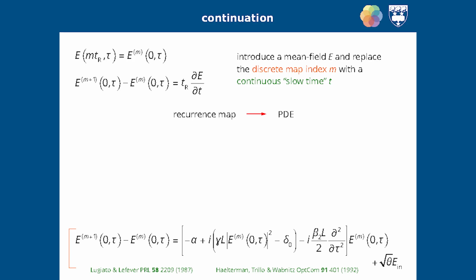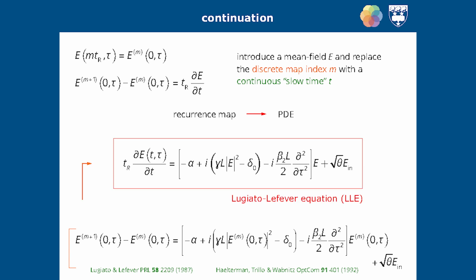And the nice thing about that is that this left-hand side, which is a difference, becomes a time derivative, and you go from a recurrence map, these two equations we had at the beginning, to a partial differential equation, which is much easier to handle mathematically. And this is the Lugiato-Lefever equation.